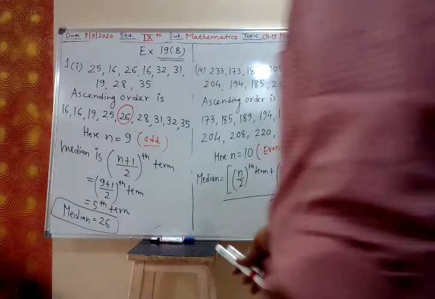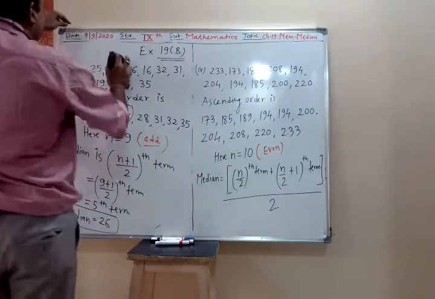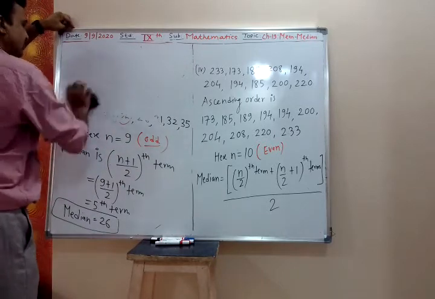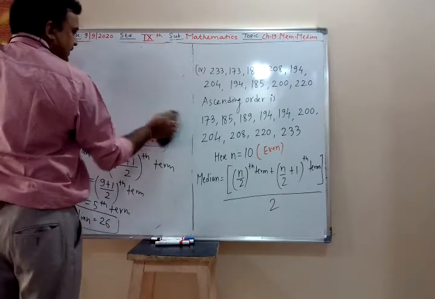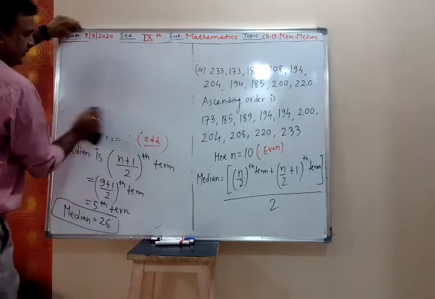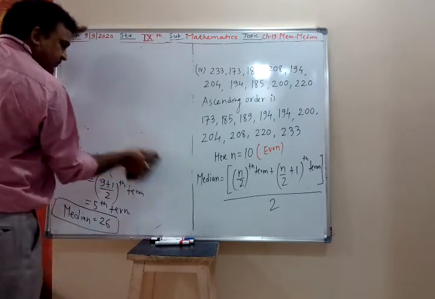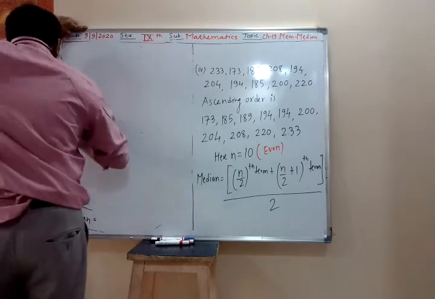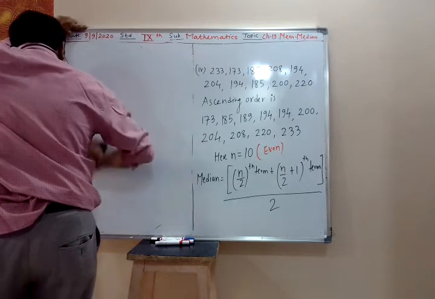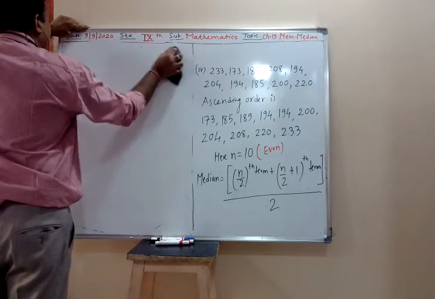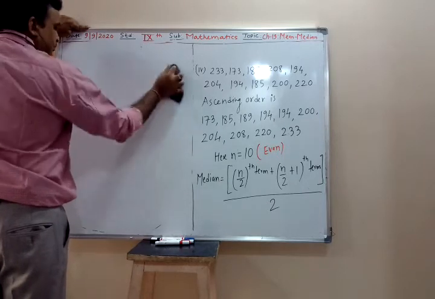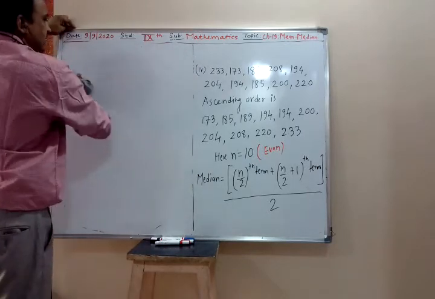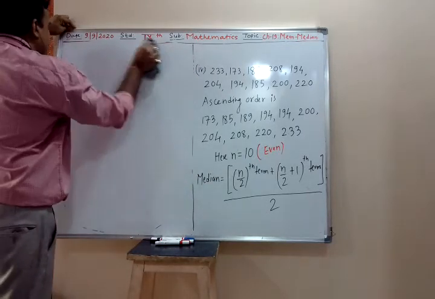So now let us put the value. Just put the value of n as 10 and simplify. So median is n by 2th term plus n by 2 plus 1. See, it is not n plus 1 by 2. It is n by 2 plus 1. N by 2 plus 1 and n plus 1 upon 2, they are different. So it is n by 2th term plus n by 2 plus 1th term, whole divided by 2.